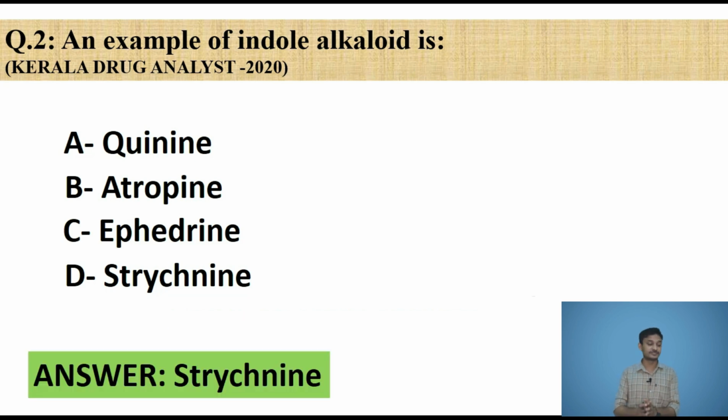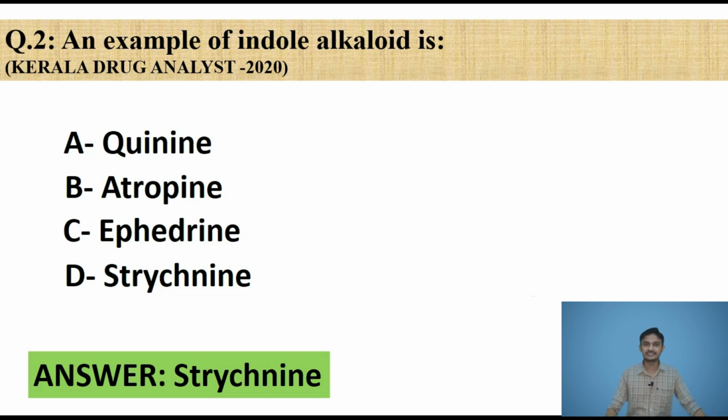The correct answer for this question is strychnine. Option D, strychnine. That is from Nux vomica. Nux vomica has got 2 indole alkaloids mainly, that is strychnine and brucine. It is used as a dog poison. That is also one important point regarding this strychnine.